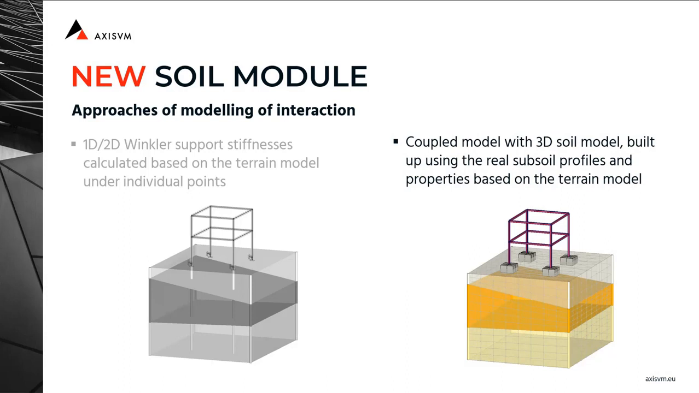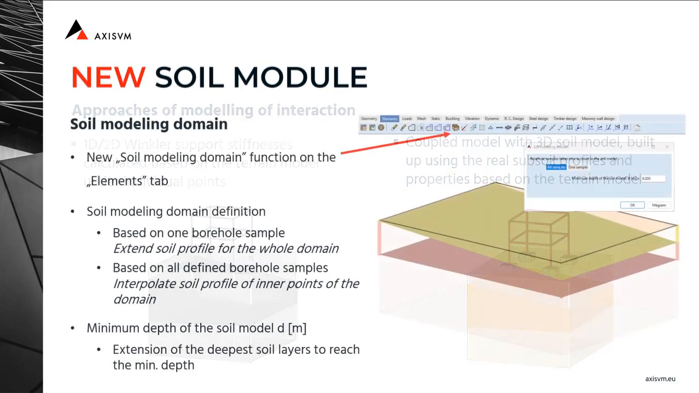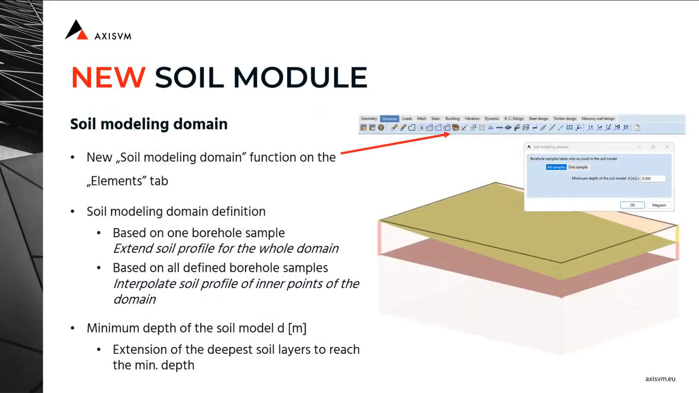Let's continue with the second approach, where after building up the terrain model, it will be used to create a 3D soil model, which together with the structure will form a coupled model. The coupled model requires a soil model containing data on soil profiles and depth. Soil model means that the superstructure is not supported by nodal, line or surface supports, but by the soil itself.